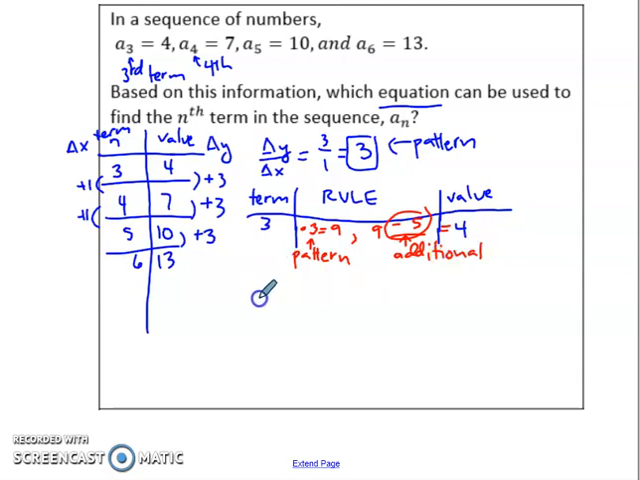So my equation to find any term, that's how I say any term: I'm going to multiply the term times 3, so 3 times 3, and then I'm going to have to subtract 5. And I can check this really quick. 3 times 4 is 12, 12 minus 5 is 7. 3 times 5 is 15, 15 minus 5 is 10. This works. There's my equation. Okay, that's what we're doing.